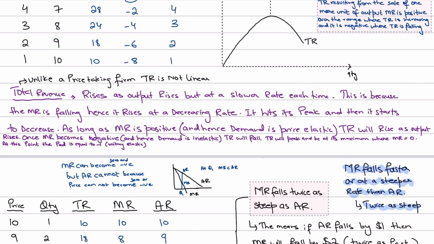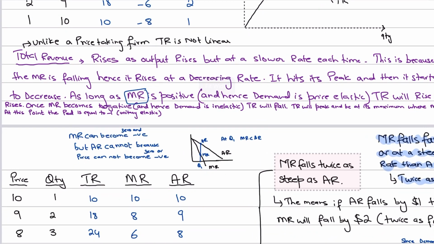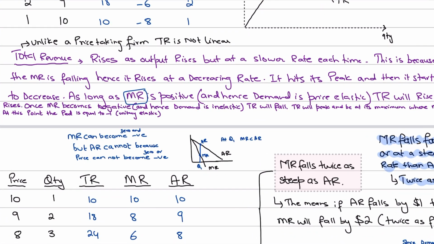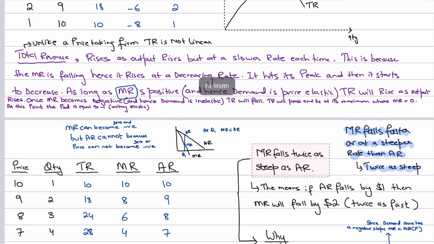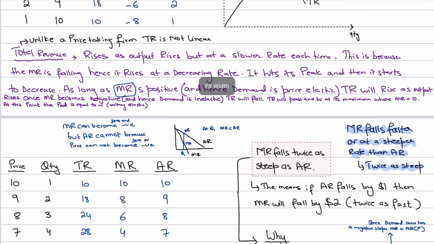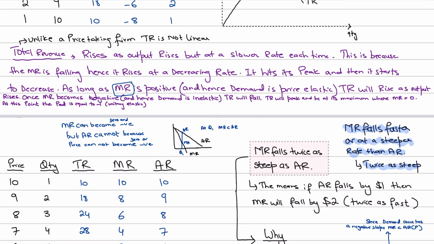But the thing is, as long as your marginal revenue is positive, remember this is important. As long as your marginal revenue is positive, and I've written here that hence demand is price elastic, but I will not explain this because it will be explained in the next video. As long as MR is positive, total revenue will rise as output rises. Understood? As long as MR is positive, TR will rise as output rises, and once your MR becomes negative, total revenue will fall because it will pull your total revenue down.